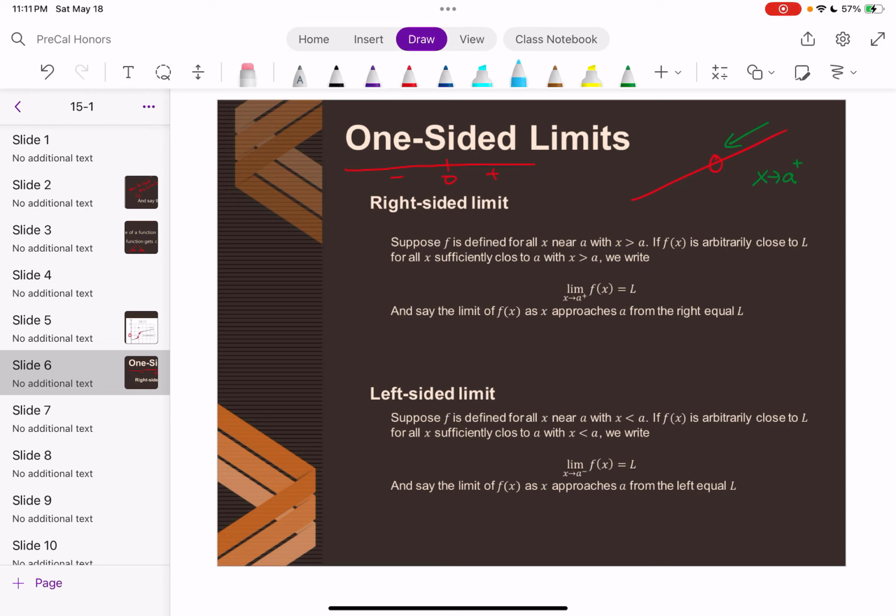With this same example approached from the left side, we would be working left to right, and we would see it as x approaching a from the left side, with a little negative sign at the top right corner of the a.